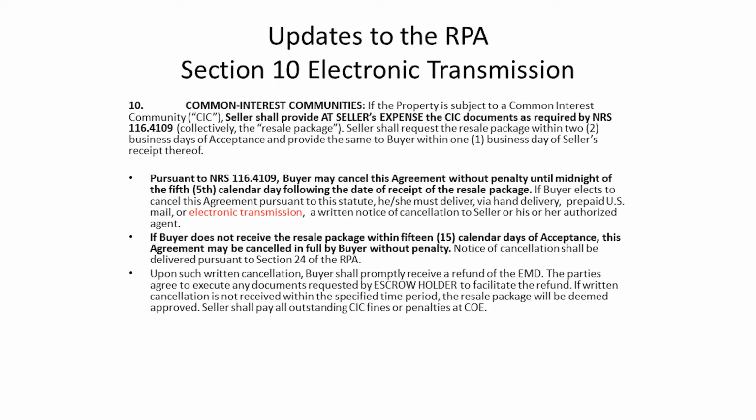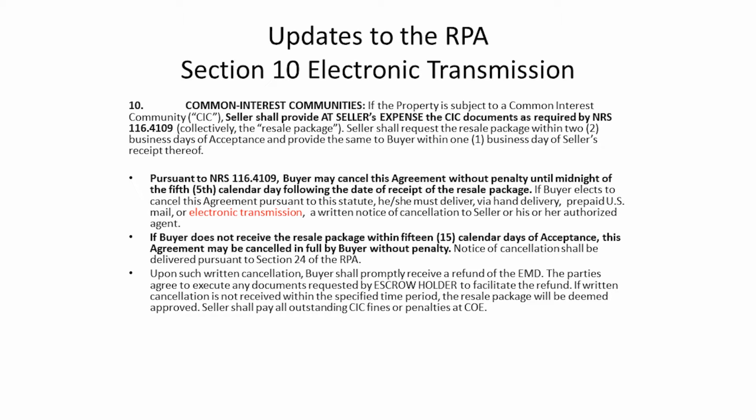So, section 10. This is the CIC package. This went live on July 1st because our good friends in Carson City changed the statute. So let's talk about this. Prior to July 1st, if you represented a buyer, and I got the CIC package, and I wanted to cancel the RPA within my 5-day window, how would I have to do that? Hand delivery or US mail. If you emailed it to me, you might as well call your E&O insurance.